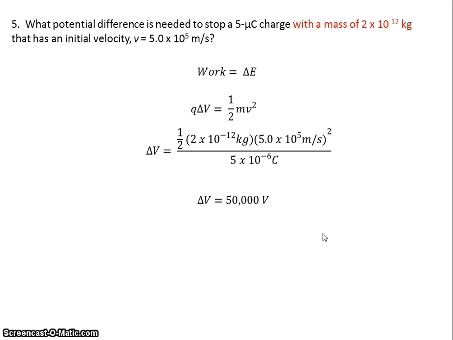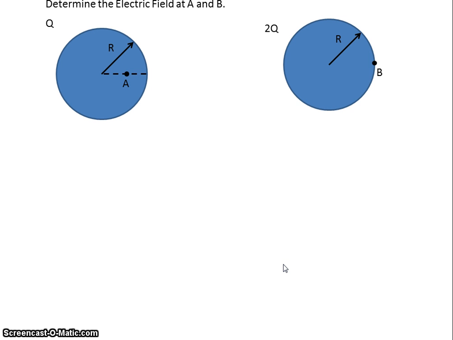Okay, then the last thing we looked at, we whiteboarded all those problems, by the way, 1 through 5. Then we did a little bit more review for tomorrow's retake. We were trying to figure out the electric field at A for this sphere over here that has a charge of Q, and at B for this sphere over here it has a charge of 2Q.